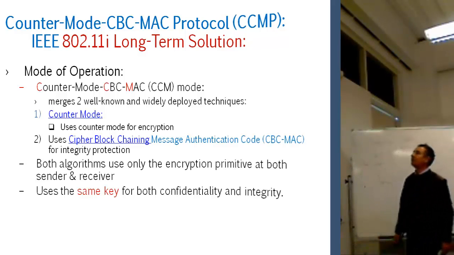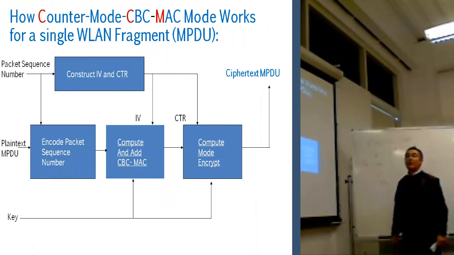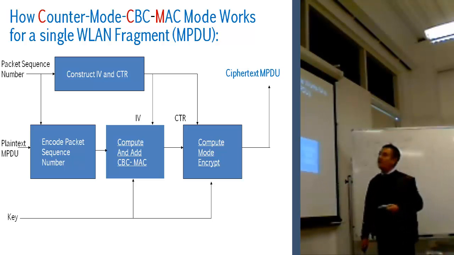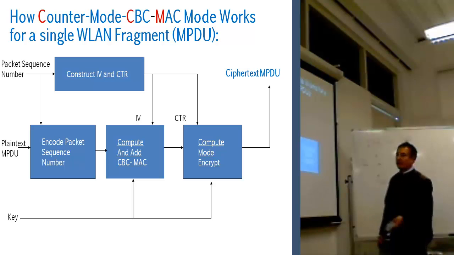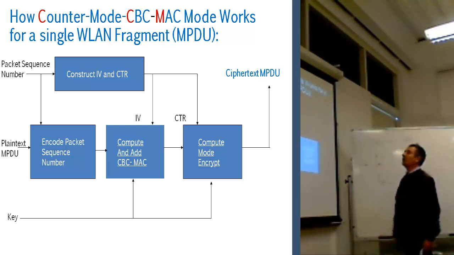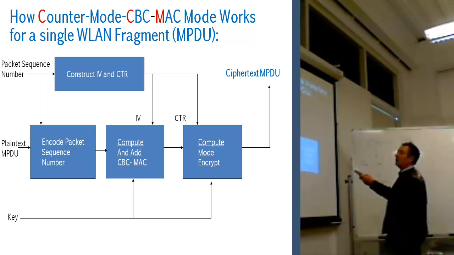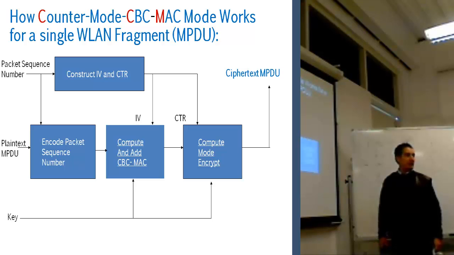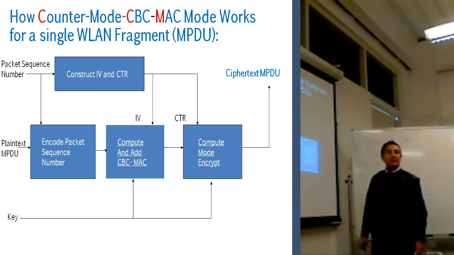All righty. Let's have a look at how we're going to do all those things. First of all, we're going to have a packet sequence number. And this is my plain text, and this is the key that I'm going to use for encryption and for MAC calculation. So I'm going to have a construction of IV and counters. The counter is going to be used for encryption. The IV is going to be used for the CBC mode.